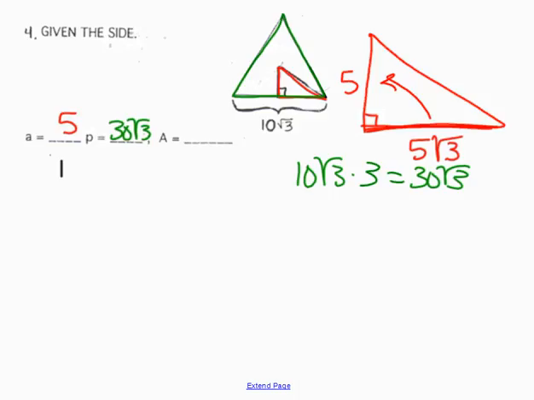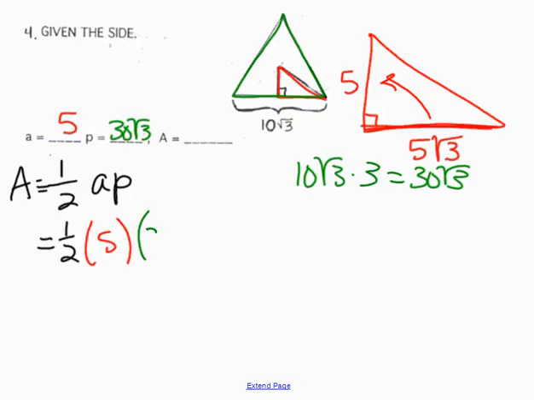So again, we take area equals 1/2 the apothem times perimeter. That equals 1/2 times 5 times 30 radical 3. Type that all into your calculator, and you end up with 129.9 units squared.